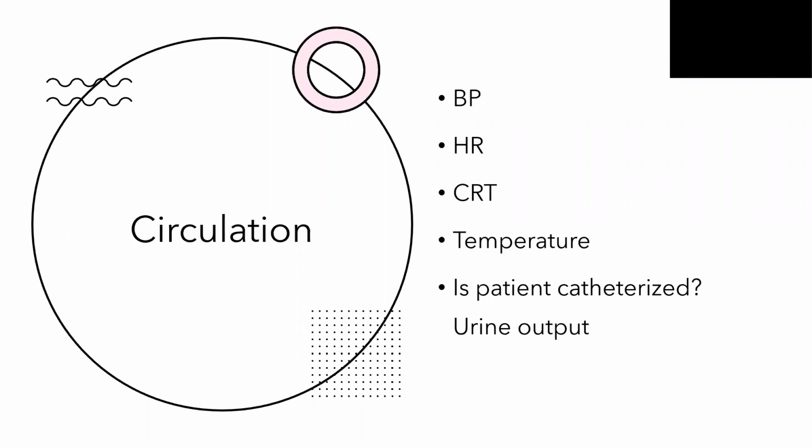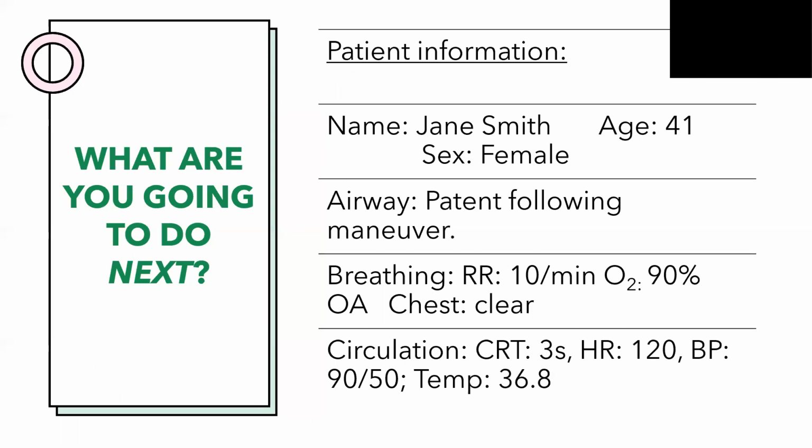With circulation, you're trying to see if your patient is well perfused. So you do that by checking the blood pressure, heart rate, capillary refill time, temperature, and if the patient was catheterized, you would also want to check their urine output. So you've assessed these things for our patient, and you found out that these are her observations. So what are you thinking now? What are the abnormalities here, and how would you treat them?